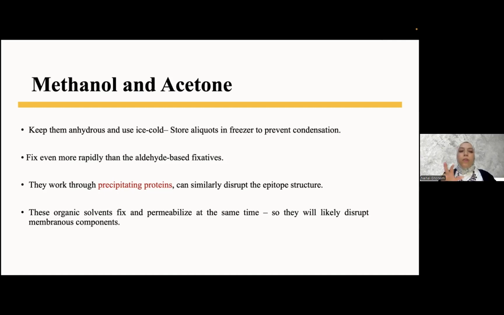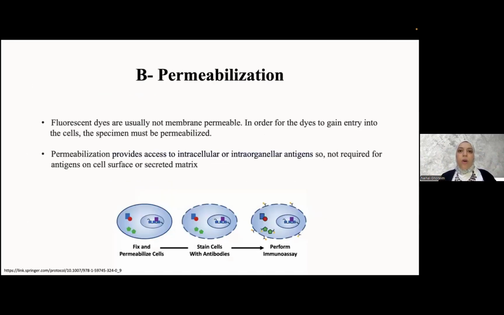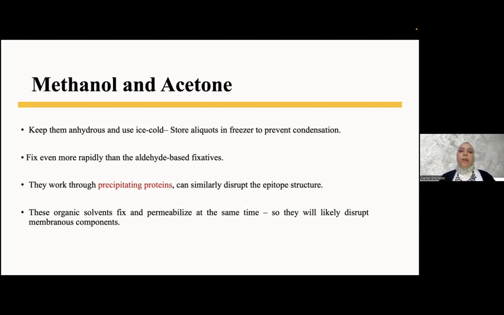So they could disrupt the membranous components, but they do fixation and permeabilization simultaneously. That's why we will come to mention them again in the permeabilization step. So we have now our cells fixed and in a lifelike state. So our protein of interest is inside the cells, fixed through precipitation, coagulation, or cross-linking.